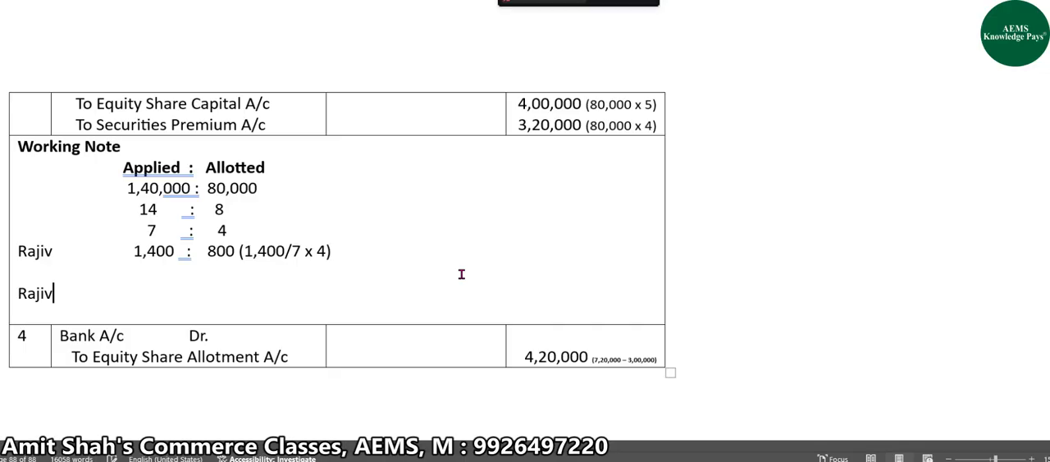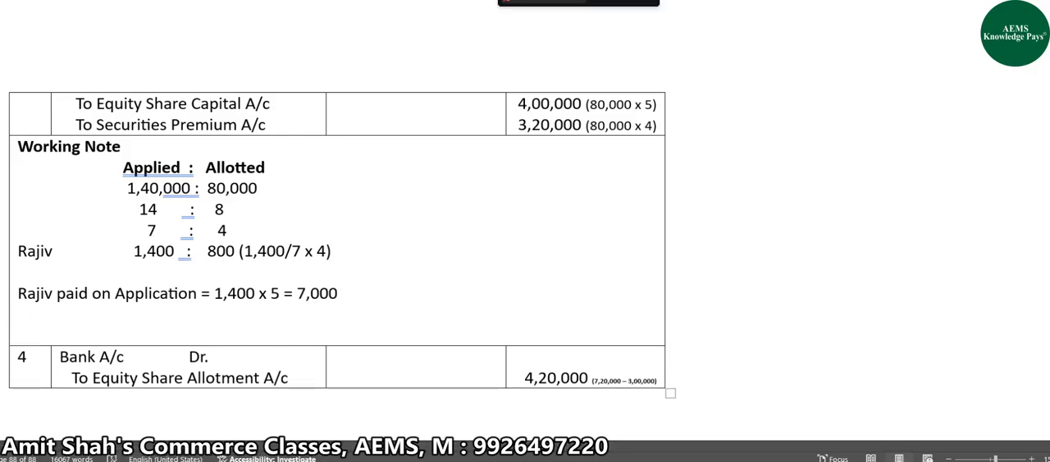Now the story of Rajiv. He paid on application 1400 into 5, because application money is rupees 5 and he applied for 1400 shares. So how much he paid in totality is 7000. But required on application, how much money we required from him on application based on the number of shares allotted to him. That is 800. So we required only 4000 from Rajiv.